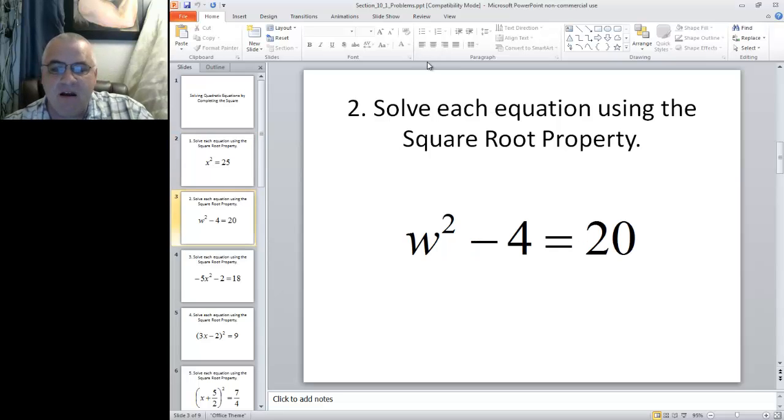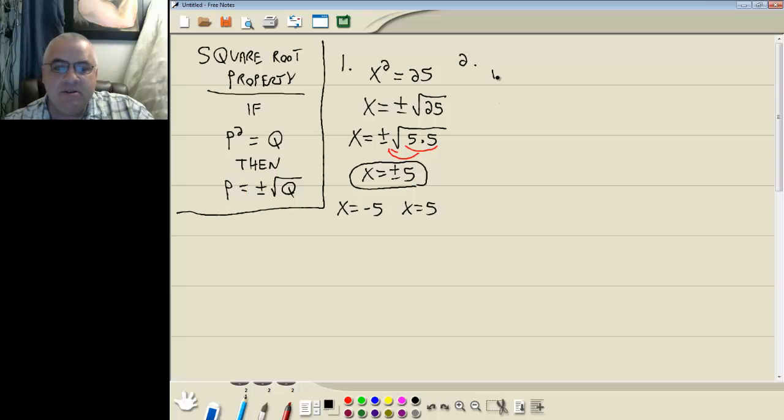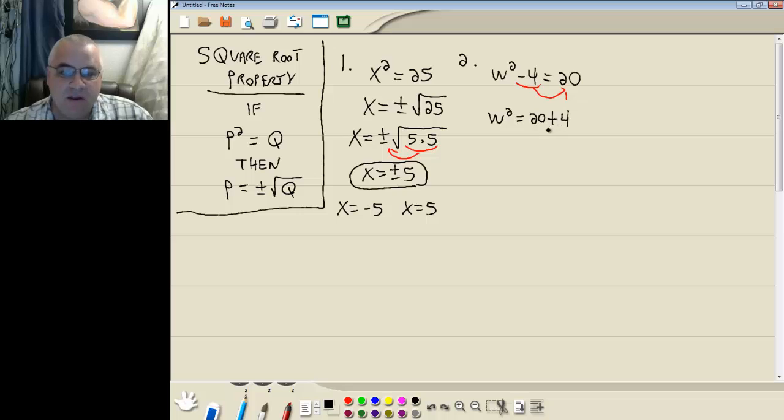Take a look at our second example. We got w squared minus 4 is equal to 20. Notice on this particular problem, the entire left side isn't squared. So our first step is to get the part that's squared by itself. So I'm going to take this negative 4 and move it to the right side. So we get w squared is equal to 20 plus 4. Remember, you move anything across your equals, your sign changes, so negative 4 becomes a positive 4. Add those together, 20 plus 4 is 24.